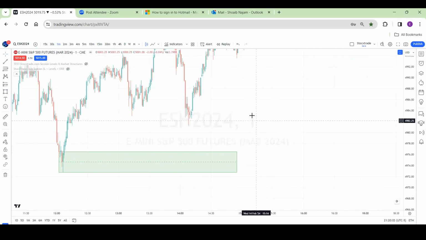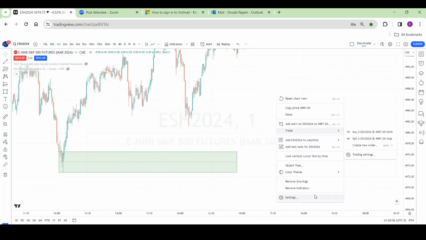Every time, Ahmed bhai, the time frame will show in the backside. How can you show it? Just go in the settings.